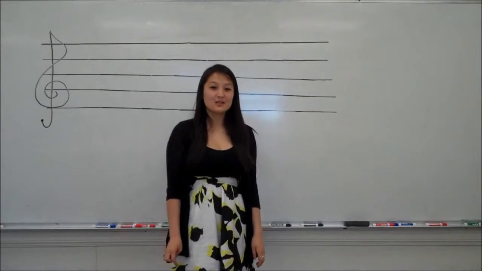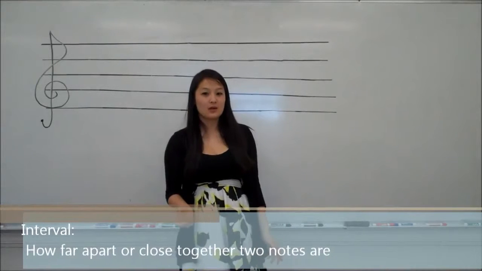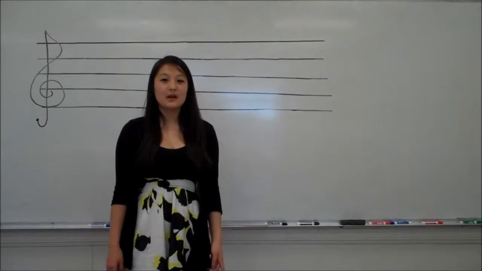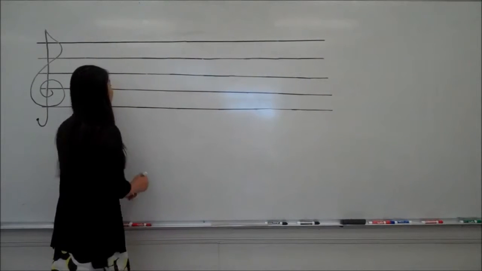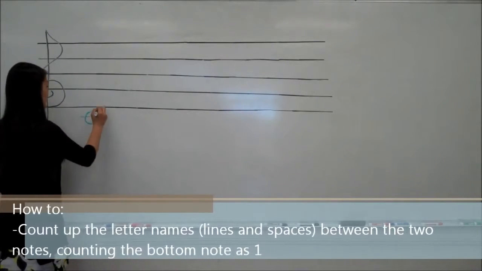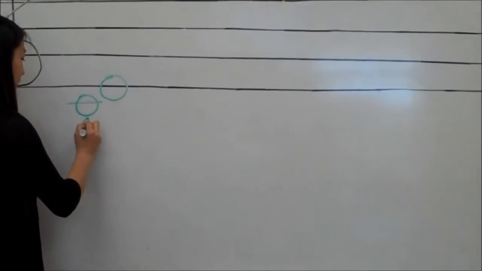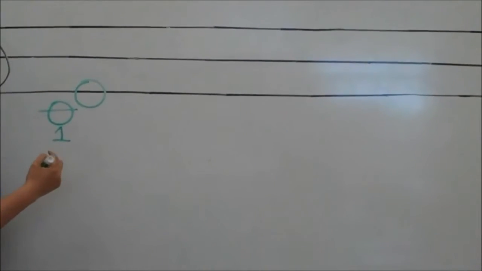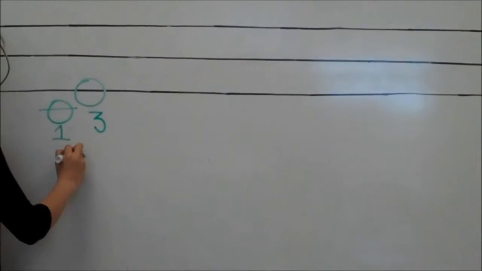An interval is the relationship between two notes, named by the number of letter names between them, or in simpler terms, how far apart or close together two notes are. So, to figure out what type of interval it is, you count up the spaces starting from the bottom note, which here is a C, to the next note, which here is an E. So starting with the C, you count 1, and then the next space would be D, so that would be 2, and then your top note is 3. Therefore, you have a third.